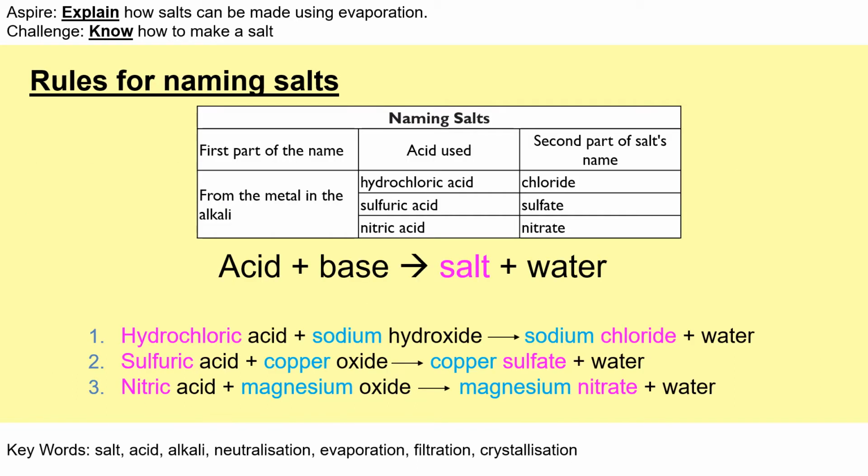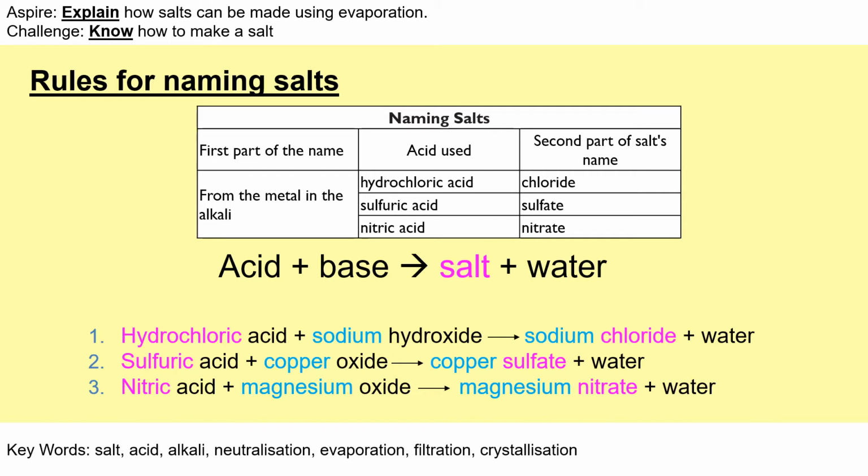Okay guys, so now we're going to go through how to name salts. And this all depends on what acid you are using. So if we are using hydrochloric acid, we always make a chloride salt. If we are using sulfuric acid, we always make a sulfate salt. And if we are using nitric acid, we always make a nitrate salt. Now, the word chloride, sulfate and nitrate is always the second part of the salt's name.